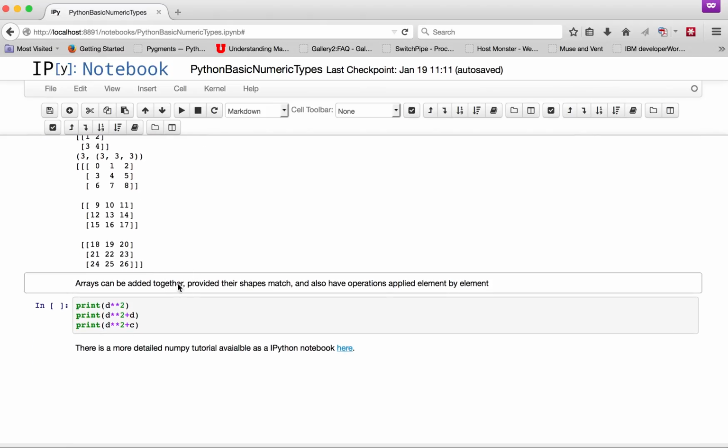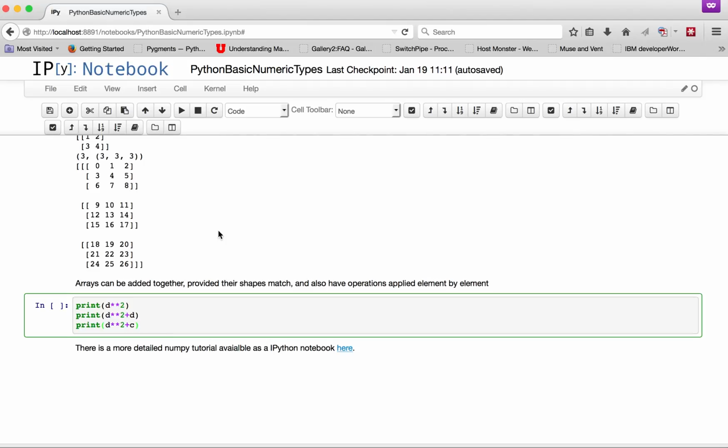Arrays can be added together. We can do all the mathematics on them. We can do exponentiation of the elements in D piecewise. We can also add arrays together under the caveat that they have the same shape. So here I'm going to take D and square every element. Here I'm going to take D, square every element, and add it to the original array D. And here I'm going to try to square each element in D and add it to C. So let's see what happens.